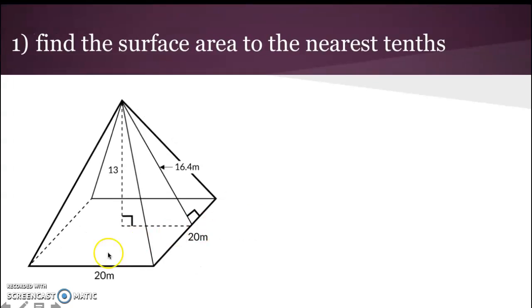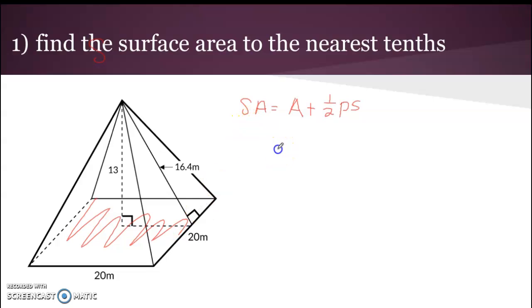Excellent. So let's do an example. As I am about to write the formula here, we are going to write the formula that you just copied into your notebook so that we know what variables I'm working with. Surface area is equal to the area of the base plus half the perimeter of the base and the slanted height. Now, here's your base. Your base is the bottom, right? So the area of that would be 20 times 20 plus half.